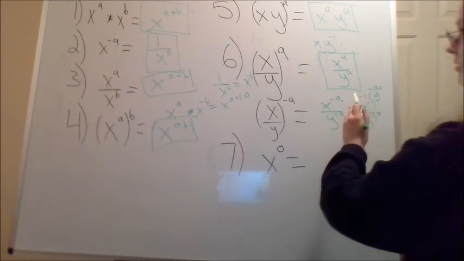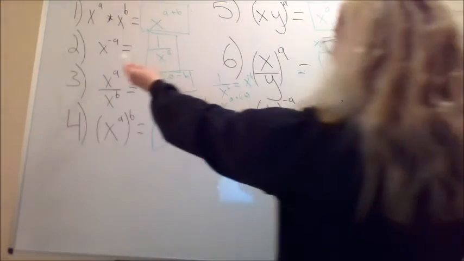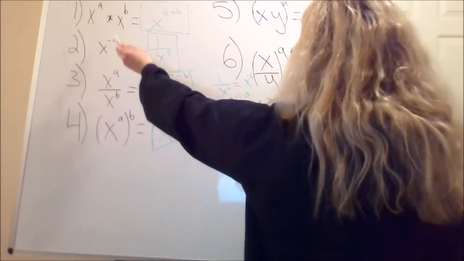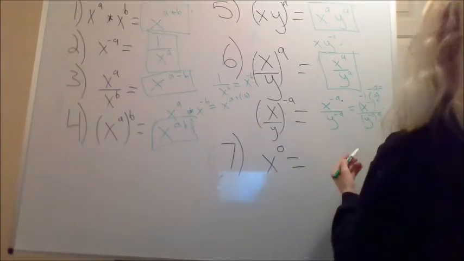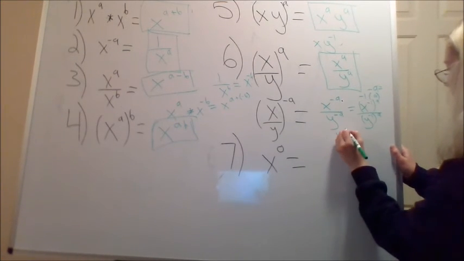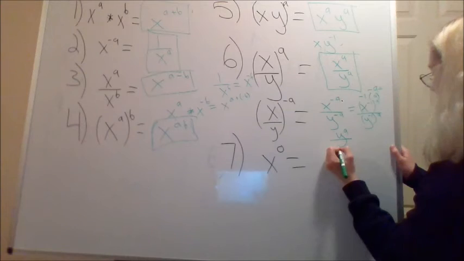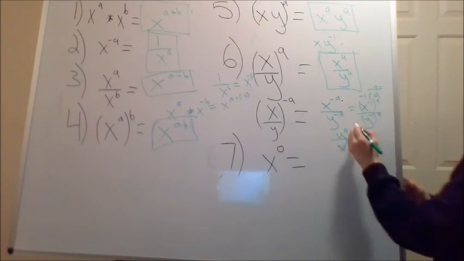Thus, we know that x to the power of a negative exponent is the same thing as x to the power of that exponent, only positive, but we take the reciprocal. So we can simplify this to y to the power of a divided by x to the power of a, because all we've done is taken the reciprocal.